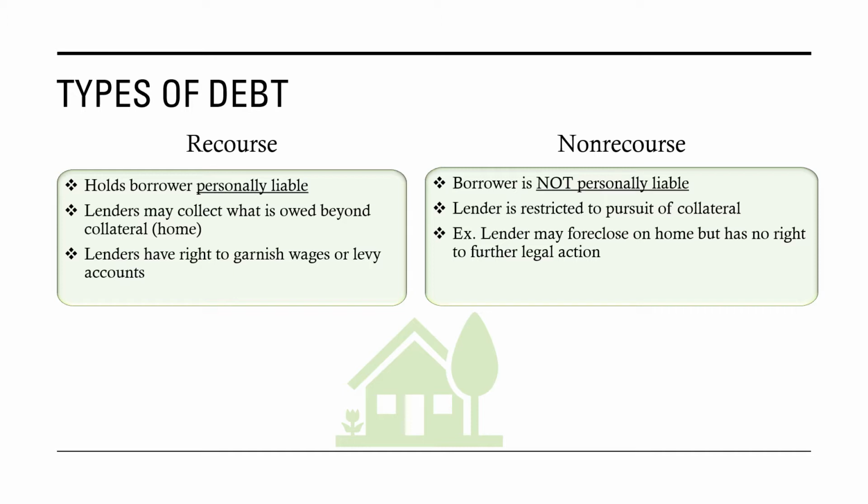So if a home is sold at short sale and it comes up short of the amount owed, and the taxpayer would be required to make up the difference, that is a recourse type of loan. So lenders can collect what is owed beyond that collateral, the home. And the lenders would even have a right to garnish wages or levy accounts.